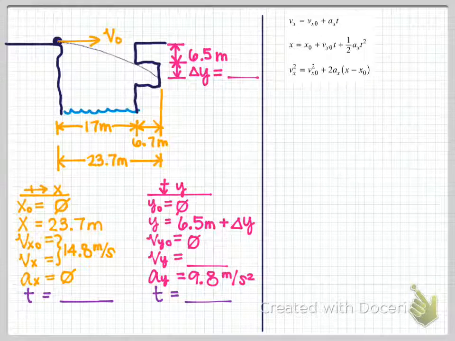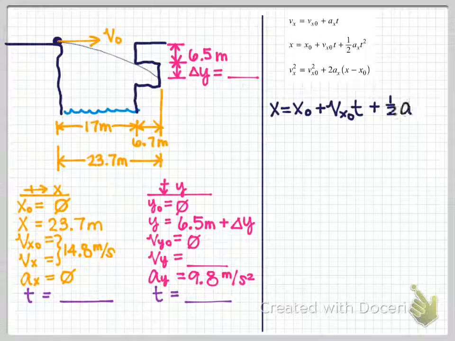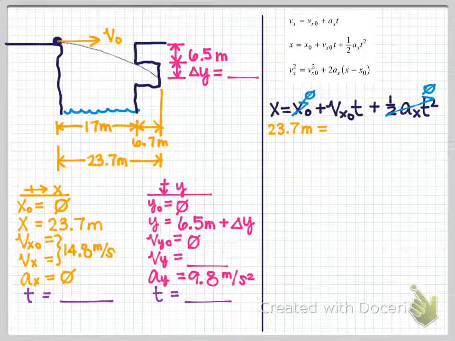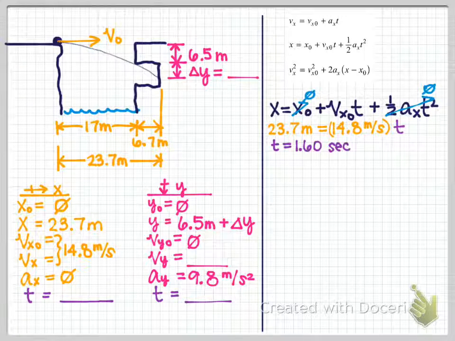So now, looking back at my equations, when it comes to having 0 acceleration, the first and third equations aren't really going to help. It's the middle one that you're going to want. So x equals x naught plus Vx naught t plus 1/2 axt squared. Your ax is 0, so that term cancels. X naught is 0, so that cancels. And it leaves us with x, which is 23.7 meters, is equal to Vx naught, which is 14.8 meters per second, multiplied by time. Of course, I'm solving for time, so divide both sides by 14.8, and I'll have t is 1.6 seconds.